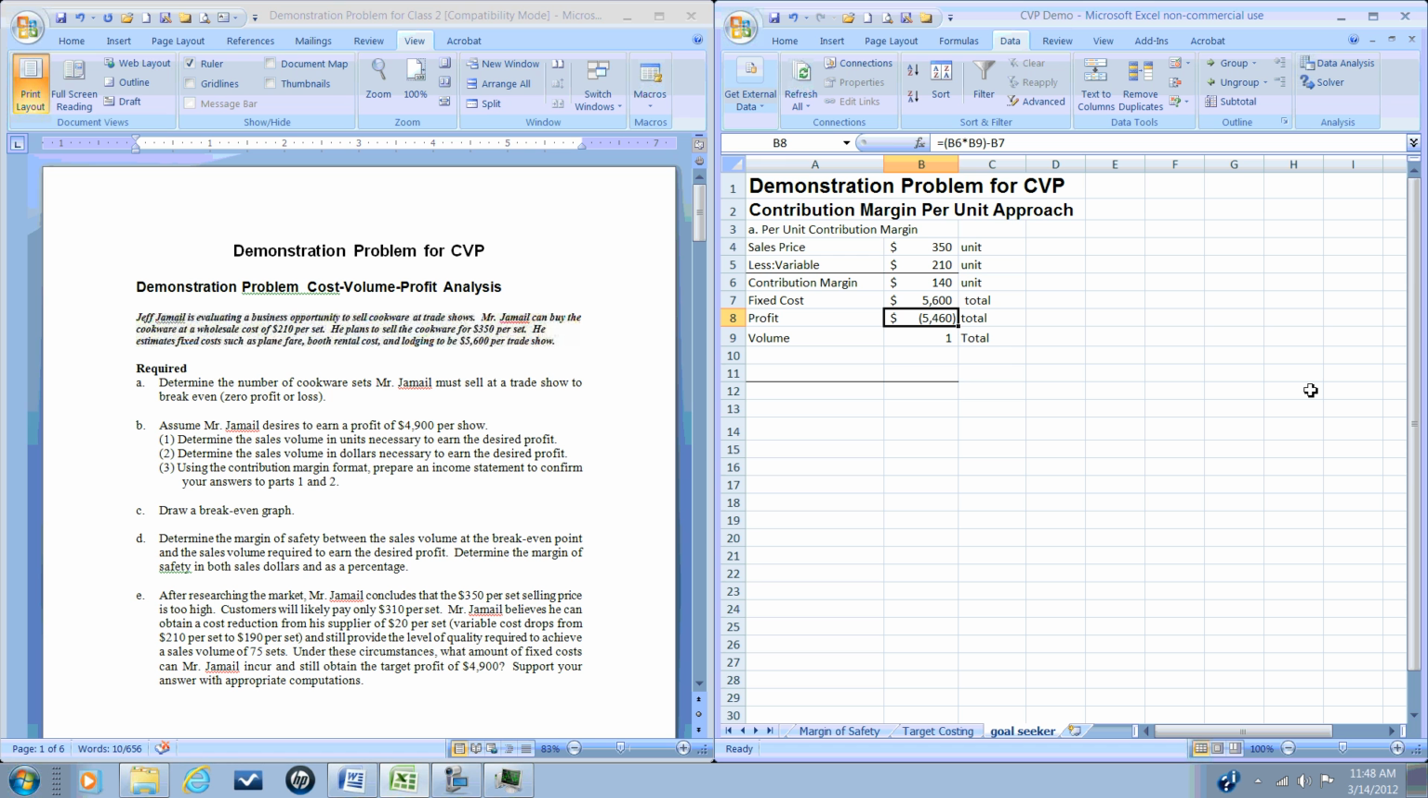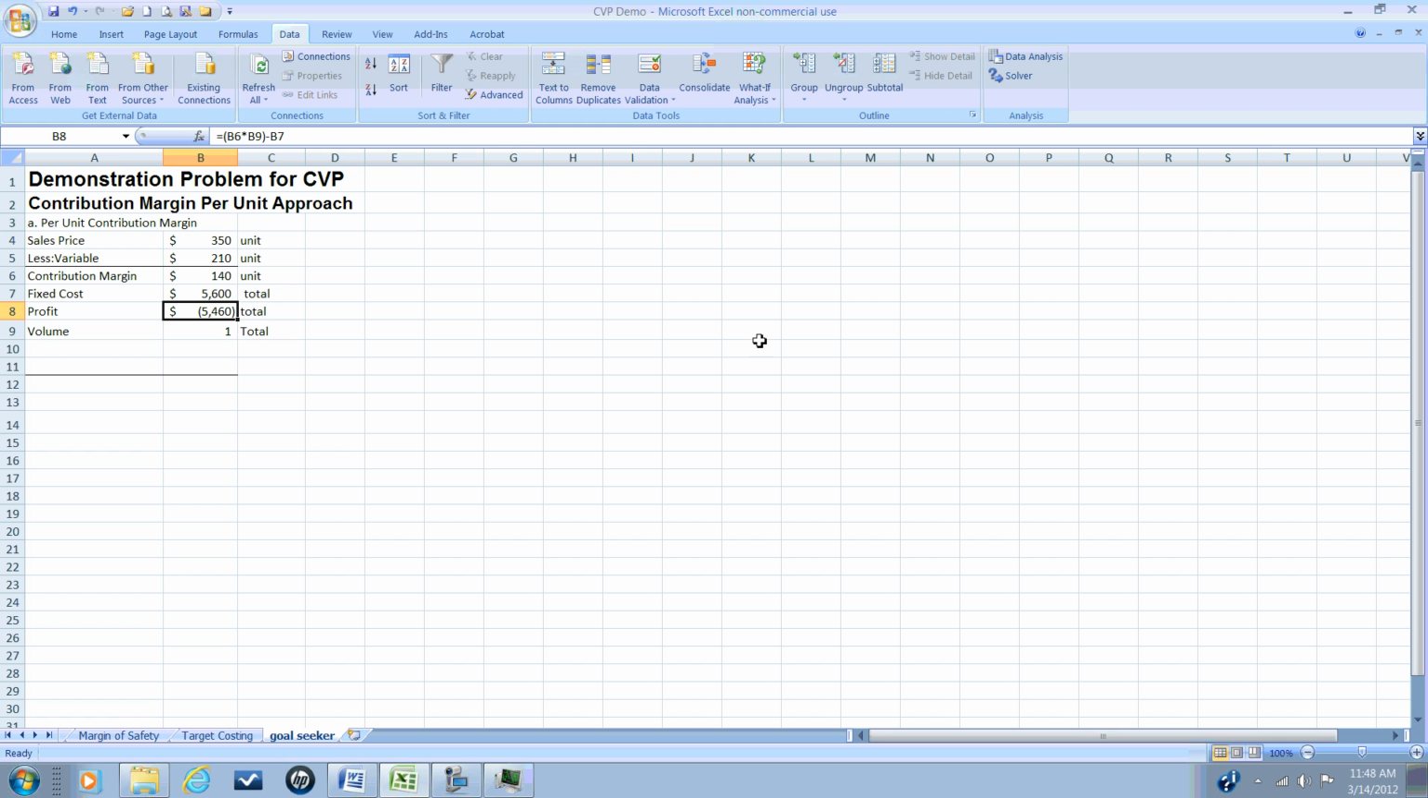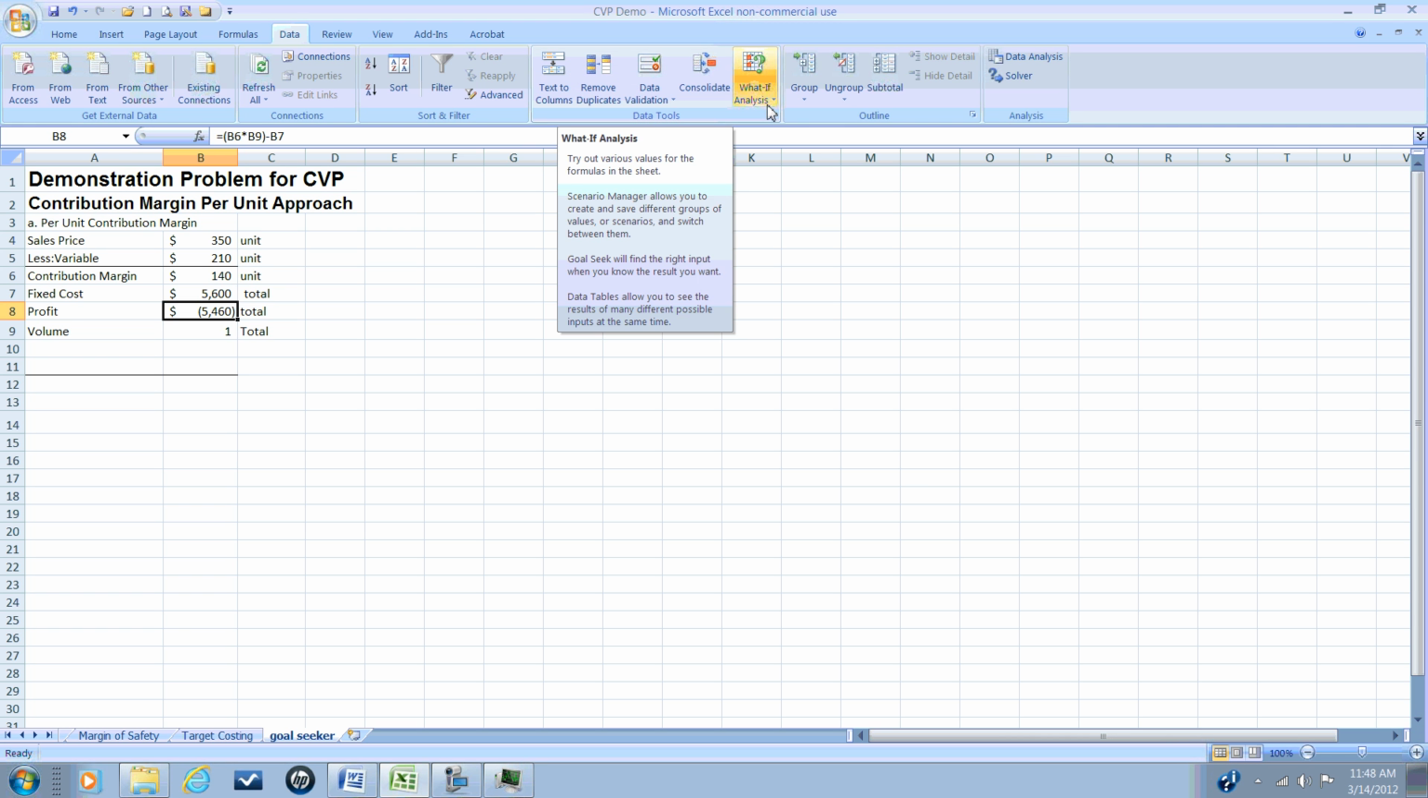Well, we can keep trying to guess until we get to a number where the profit is going to equal 0, or we can use Goal Seek. Of course, we could use our other techniques, but let's go up to the Data tab.